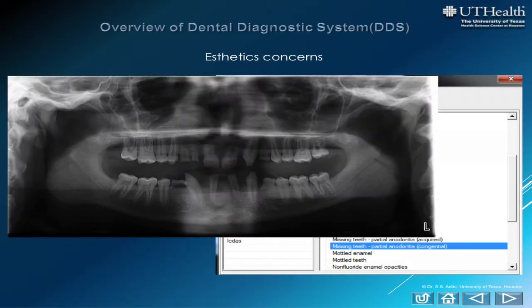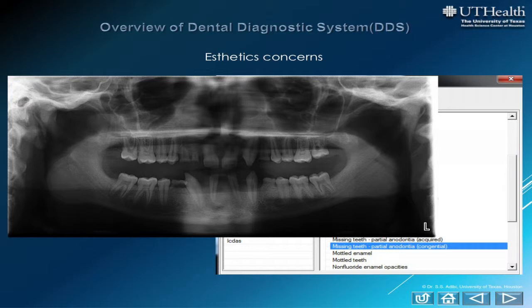Aesthetics concerns are made of subcategories of abnormalities of teeth, caries and loss of tooth structure, occlusal disorders, defective restoration, and removable prosthodontics. Occasionally, patient conditions such as this may require diagnosis that indicate as such.